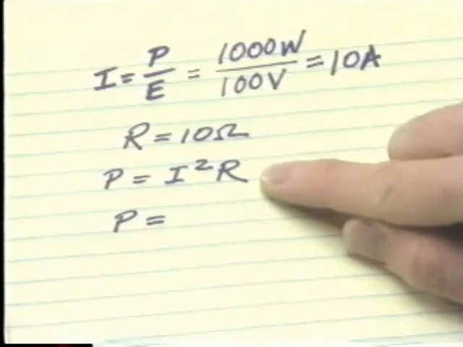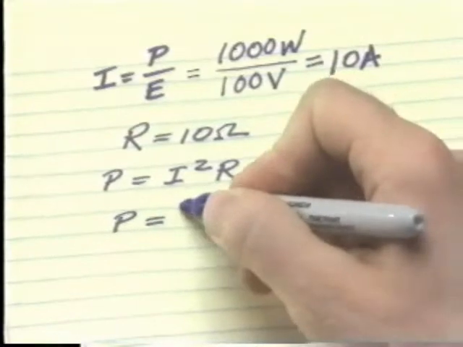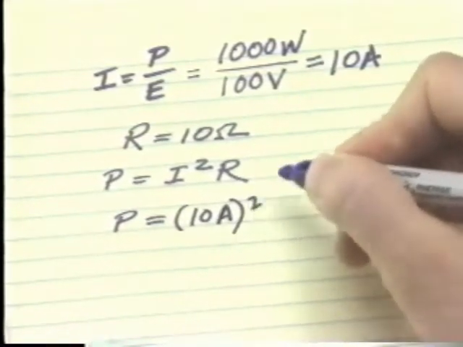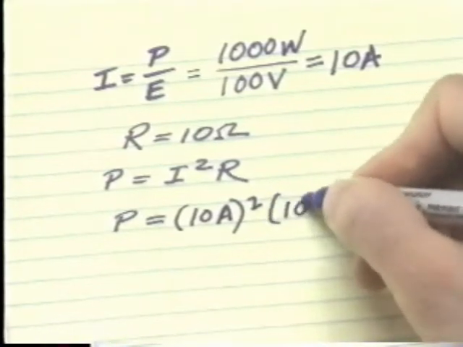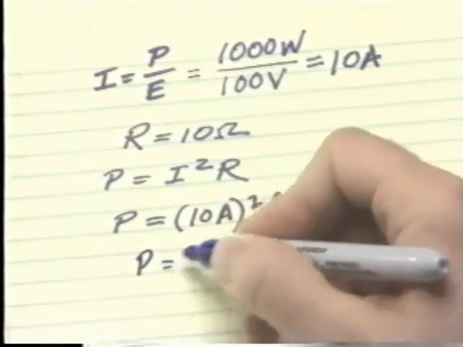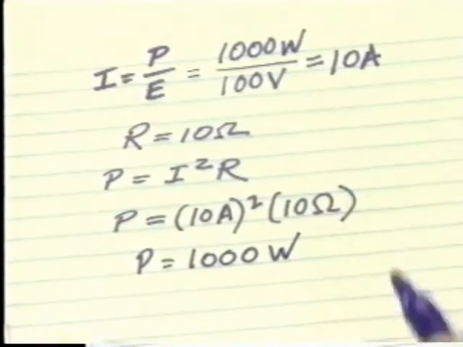Since the power line has 10 ohms resistance and power equals current squared times resistance, the power loss, just in the power line, would be P equals 10 amps squared times 10 ohms, or 100 times 10, which is 1,000 watts. This means that the source would have to supply 2,000 watts to get 1,000 watts to the destination. This would be a significant waste of energy used up in the power lines in the form of heat.